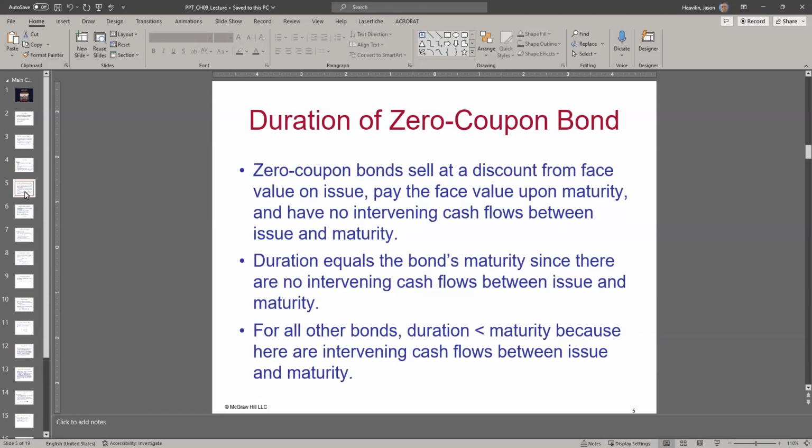Real quick to get this out of the way: a zero coupon bond, because it doesn't have an actual coupon rate, is always sold at a discount. The duration and the maturity are the same. So for duration to not be the same as maturity, there must be some kind of interest rate involved, some kind of coupon rate involved with the bond. And duration should always be less than maturity because of the interest rate sensitivity they have.